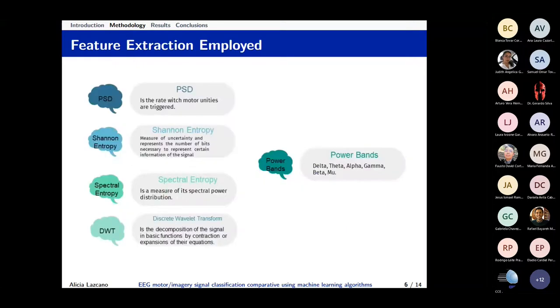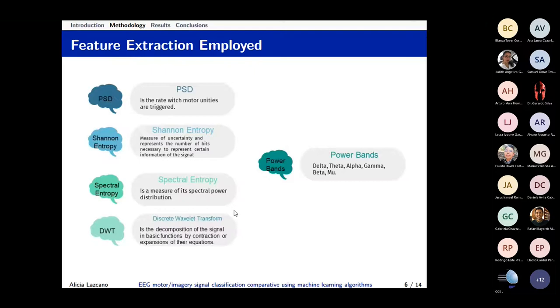For feature extraction, there are many EEG feature extraction techniques that are divided by their domain, like bulk activity, that is a spike associated with an event, time, frequency, or a combination of both. In this project, we use time domain feature extraction techniques: 1, PSD, that is the rate at which motor units are triggered; 2, Shannon entropy, a measure of uncertainty that represents the number of bits necessary to represent a certain piece of information of the signal. The spectral entropy is a measure of spectral power distribution.